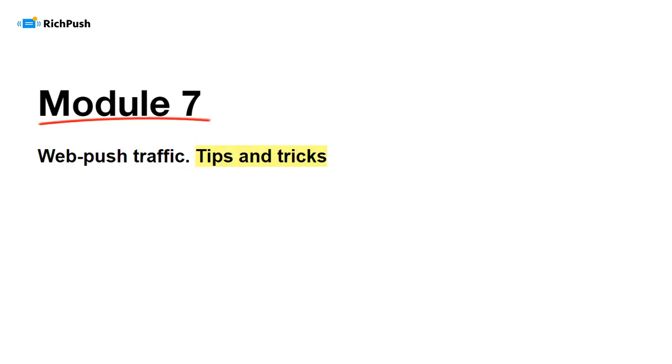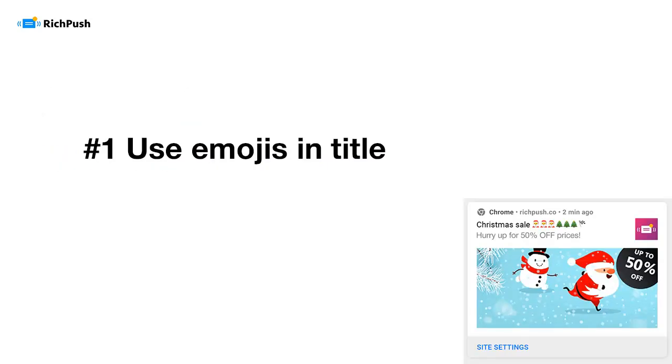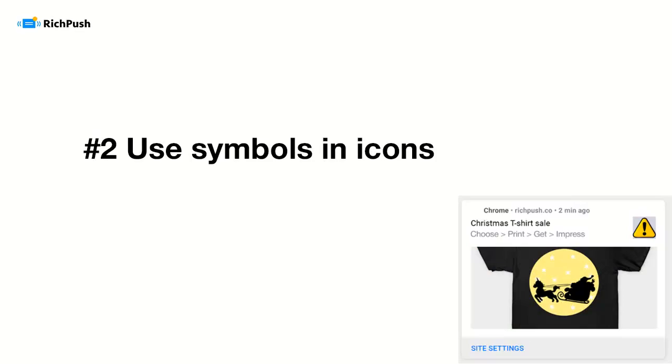Module 7. Tips to increase the performance of your web push advertising campaigns. Use emoji. Statistically, this helps to increase the CTR to 25–35%. Test various symbols in icons.